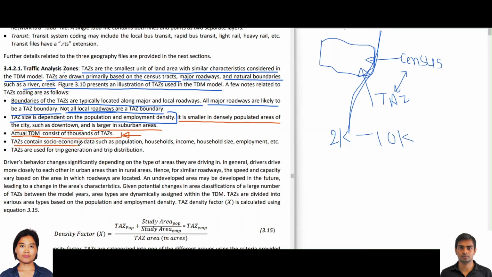TAZs contain socioeconomic data such as population and household data, which is household size, household income, number of households in the area, and employment, etc. So TAZs contain a long list of data, like I mentioned before when we were discussing the trip generation method, and these are just some of them. They also contain vehicle ownership and several other household characteristics. TAZs are used for trip generation and trip distribution purposes.